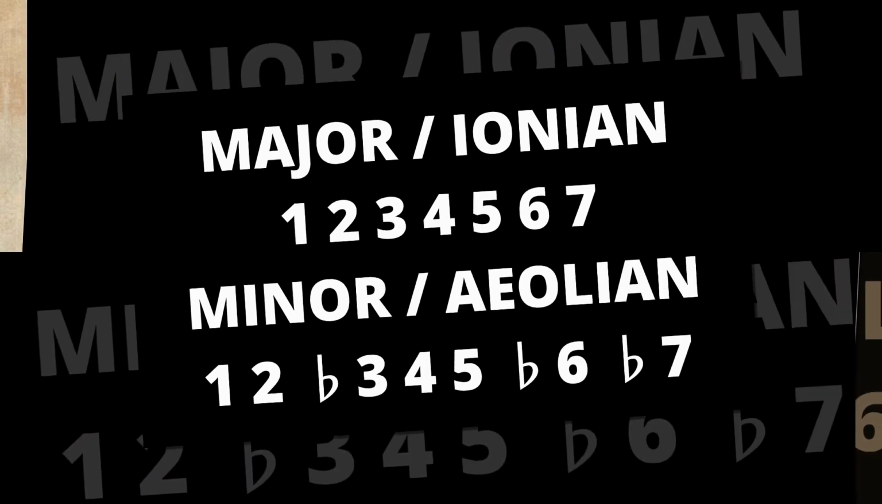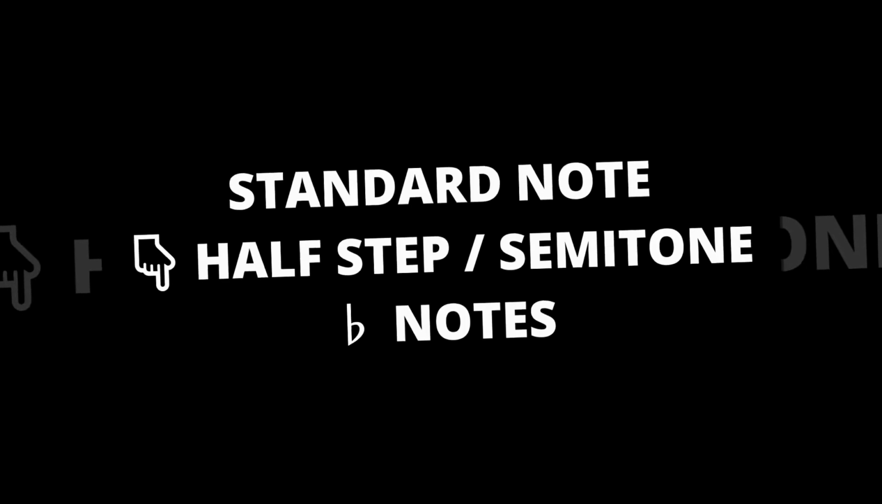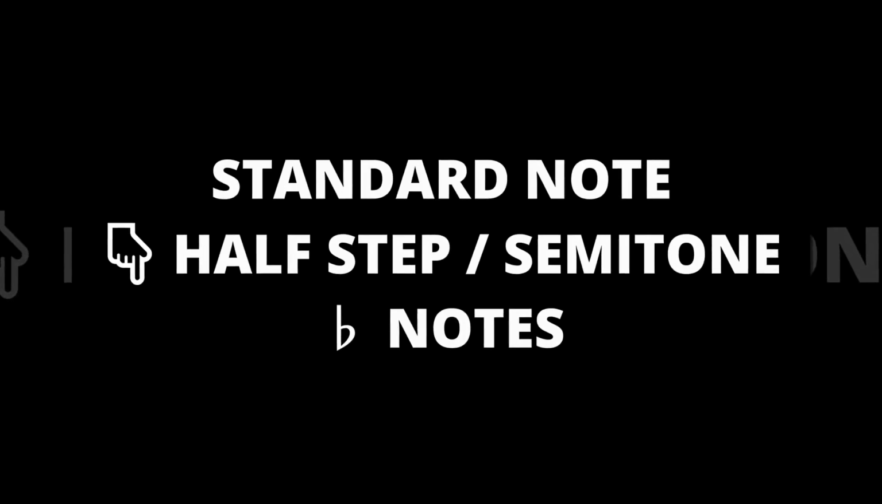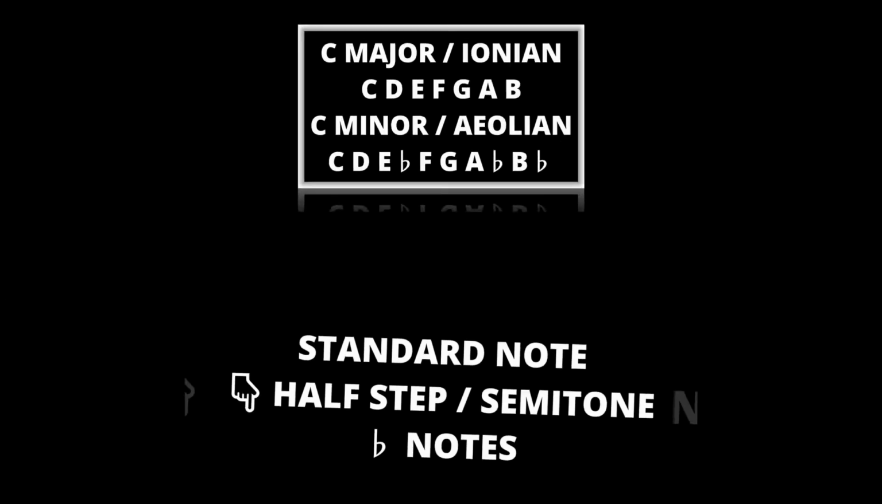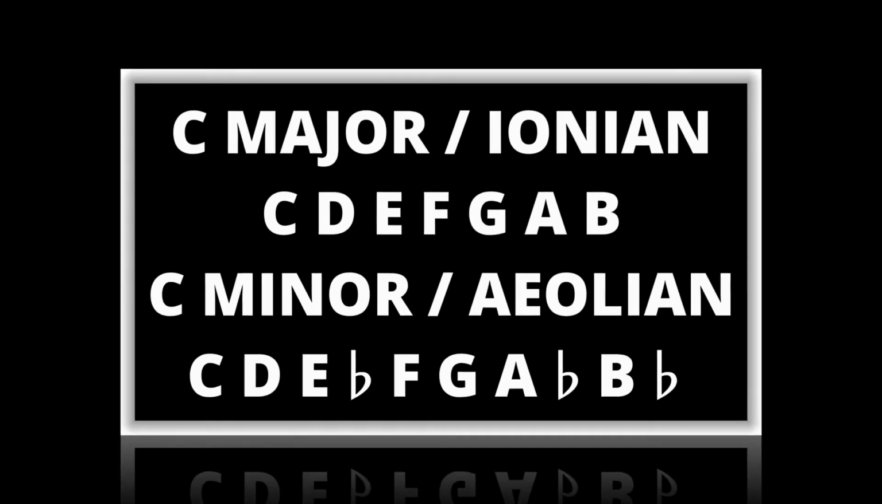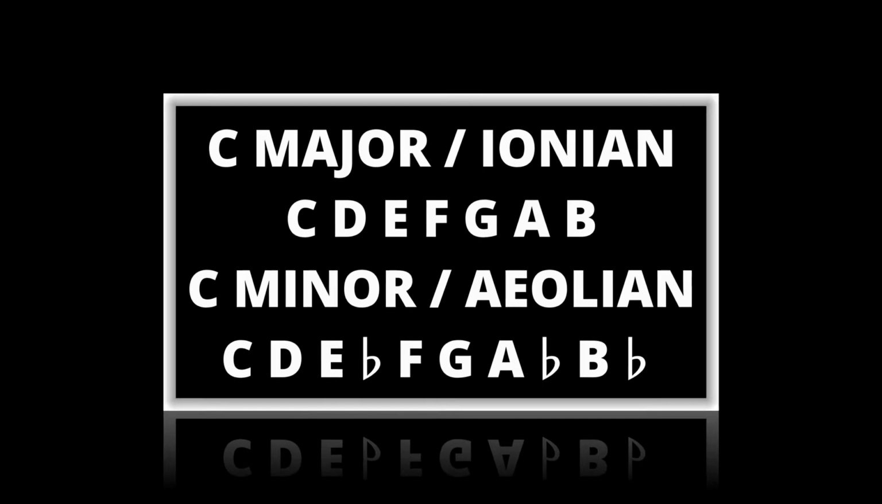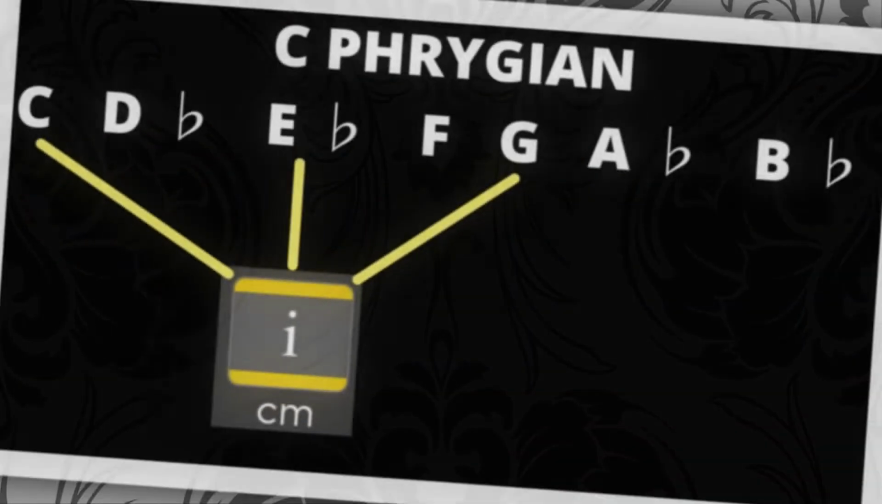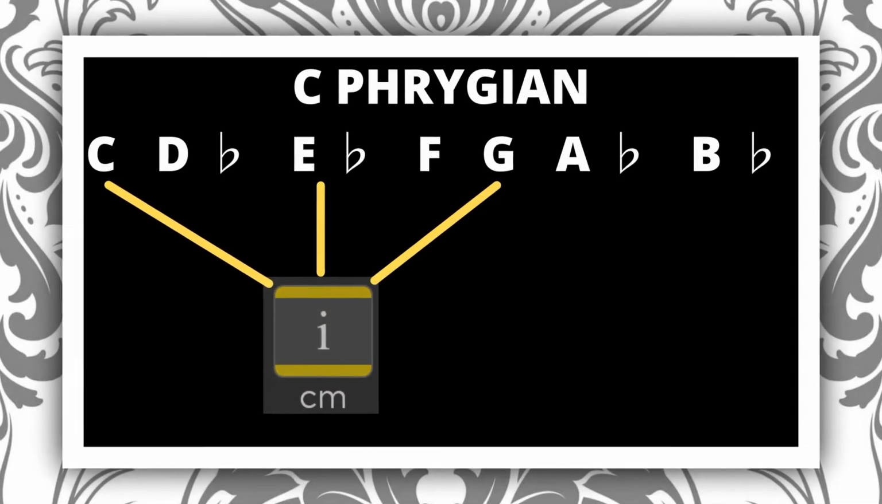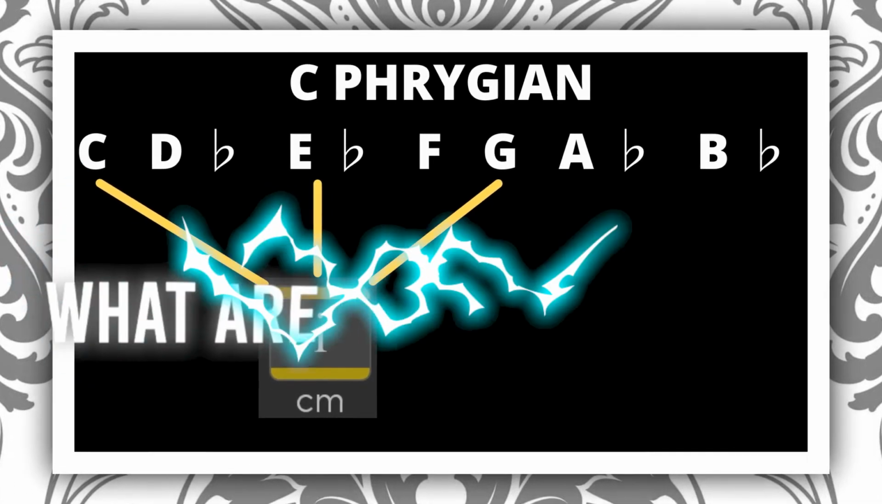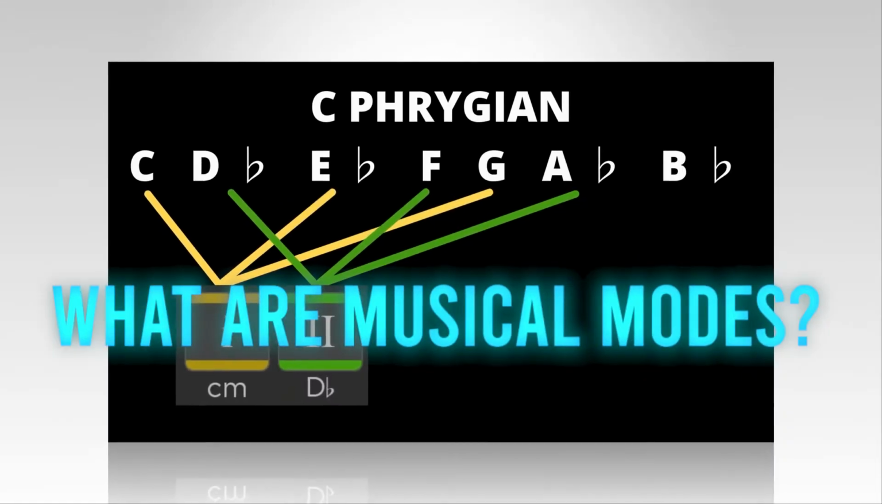Some say that you won't find it used very often, but you might be more familiar with it than you know. It does appear in film scores occasionally and also in Spanish flamenco music. But before we look more closely at the Phrygian mode, let's just remind ourselves about what modes in music are all about. What are musical modes?